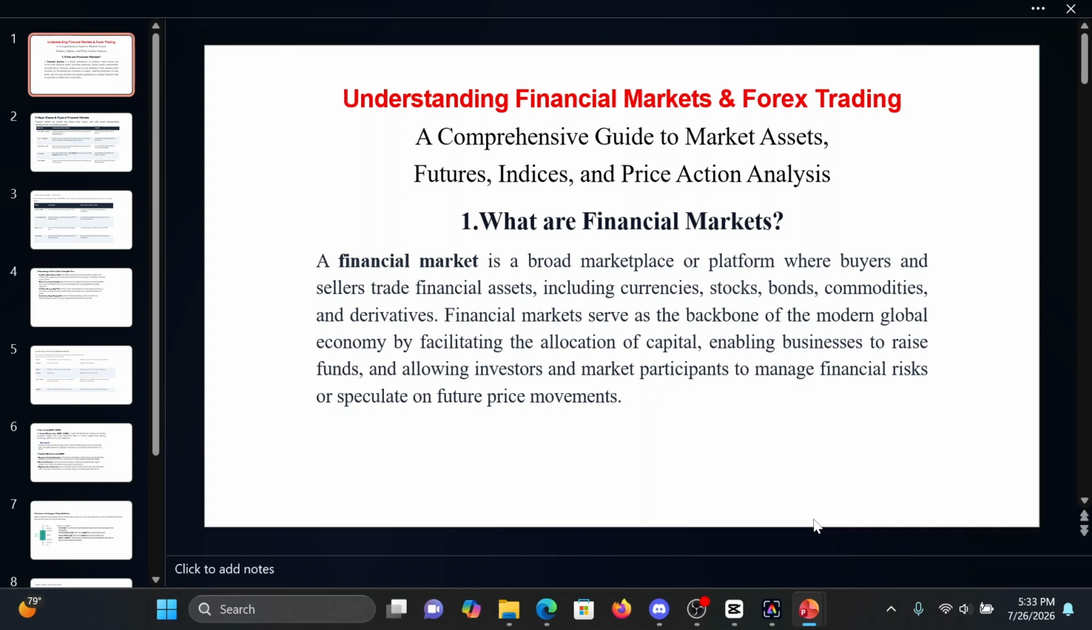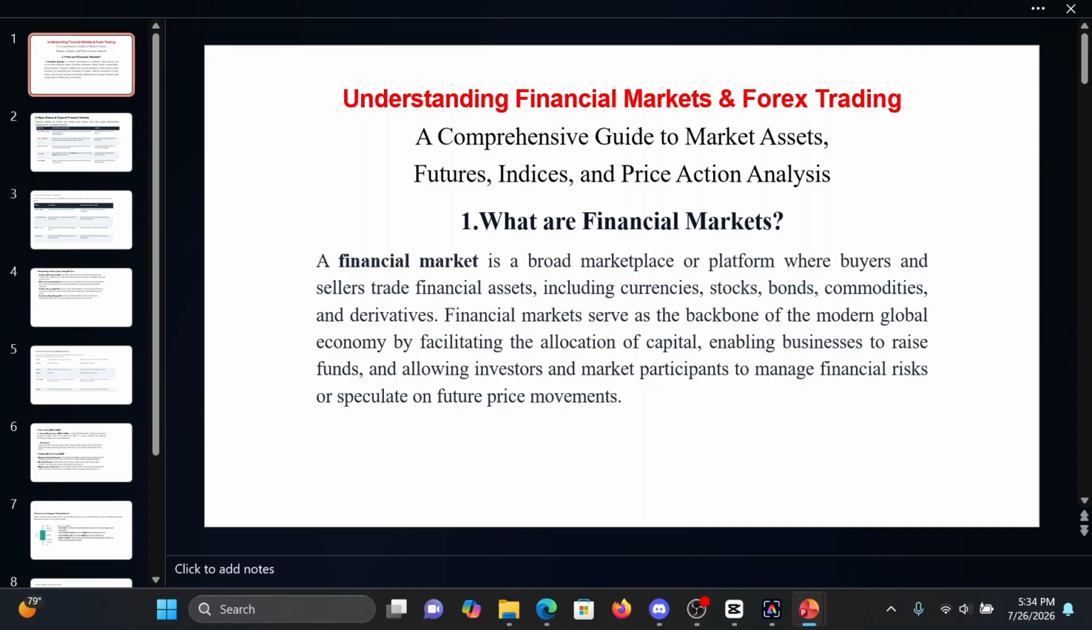So in this comprehensive guide to the market assets, we shall start by understanding what financial markets are. A financial market is a broad marketplace or platform where buyers and sellers trade financial assets, including currencies, stocks, bonds, commodities, and derivatives. Financial markets serve as the backbone of the modern global economy by facilitating the allocation of capital, enabling businesses to raise funds, and allowing investors and market participants to manage financial risks or speculate on future price movements.